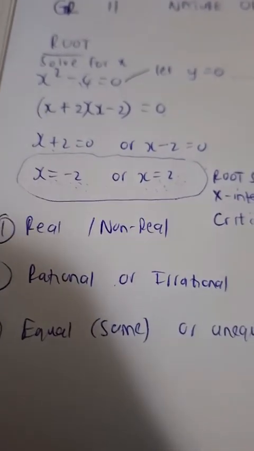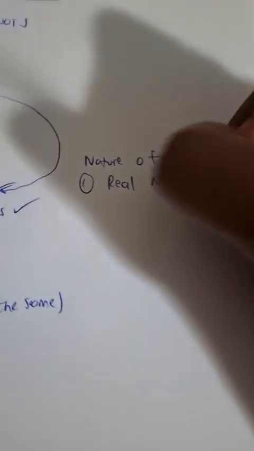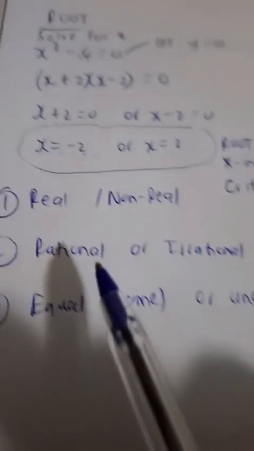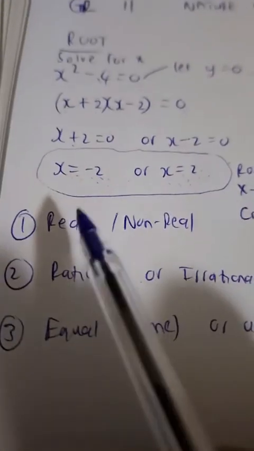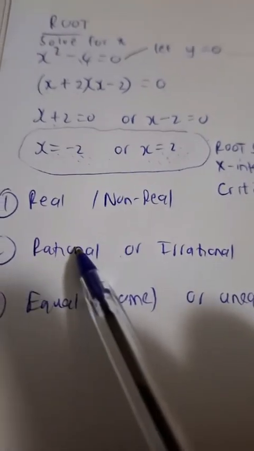Oh, you asked the question. Okay, they are real. Very good. They are real numbers. Very good. Thank you, Tsapang. Are the numbers, these two numbers, minus 2 and 2, are they rational or irrational?